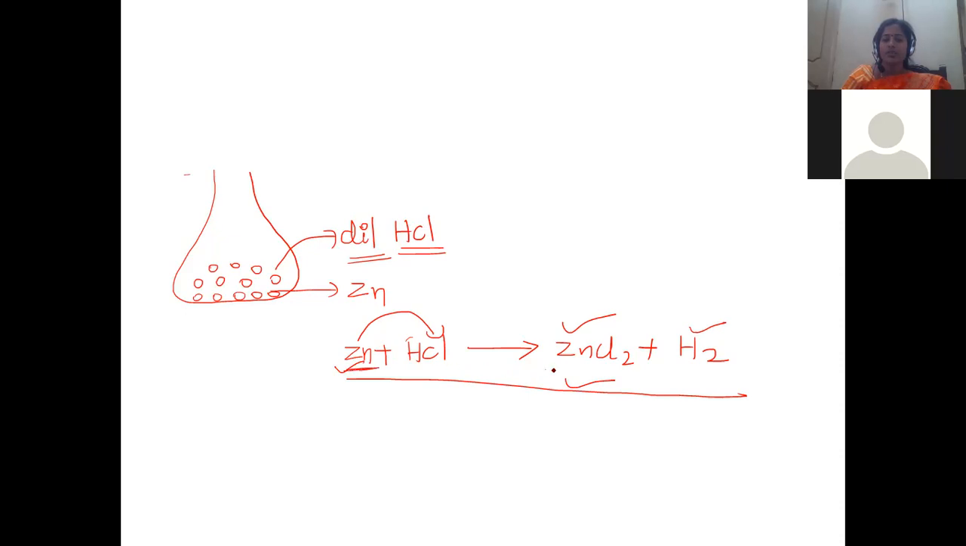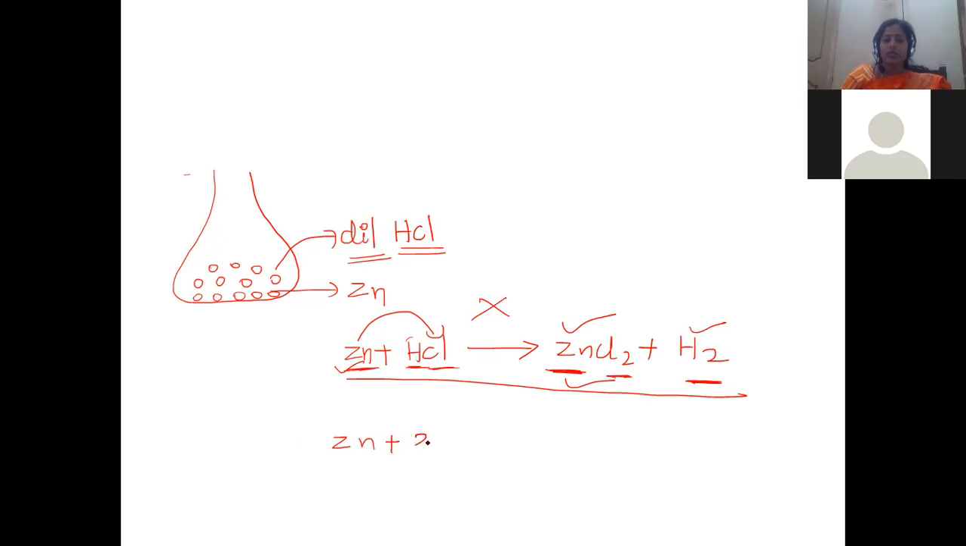One zinc is there, here also one zinc is there. Here H1 is there, but here H2 is there. Here Cl1 is there, but here Cl2 is there. That's why the equation is not in the balanced state. How can we write the balanced equation?